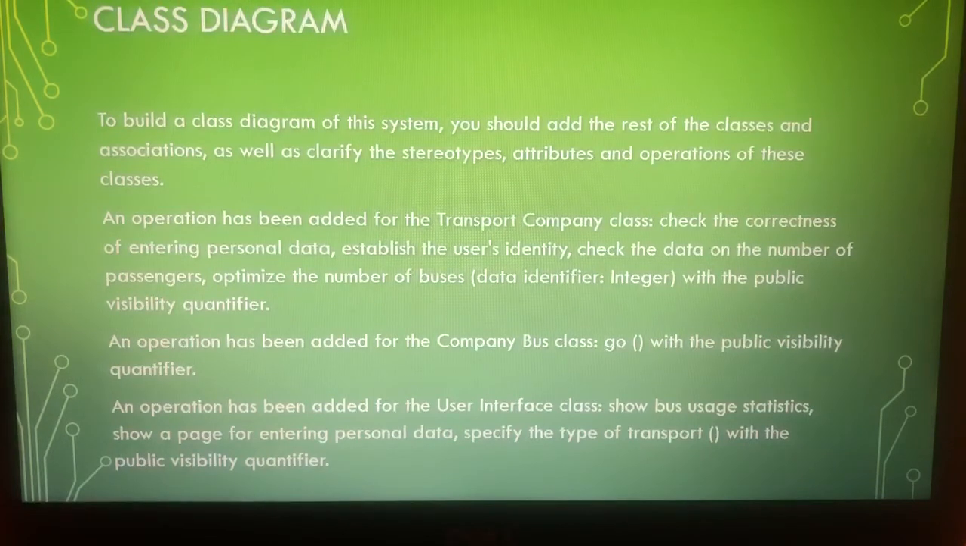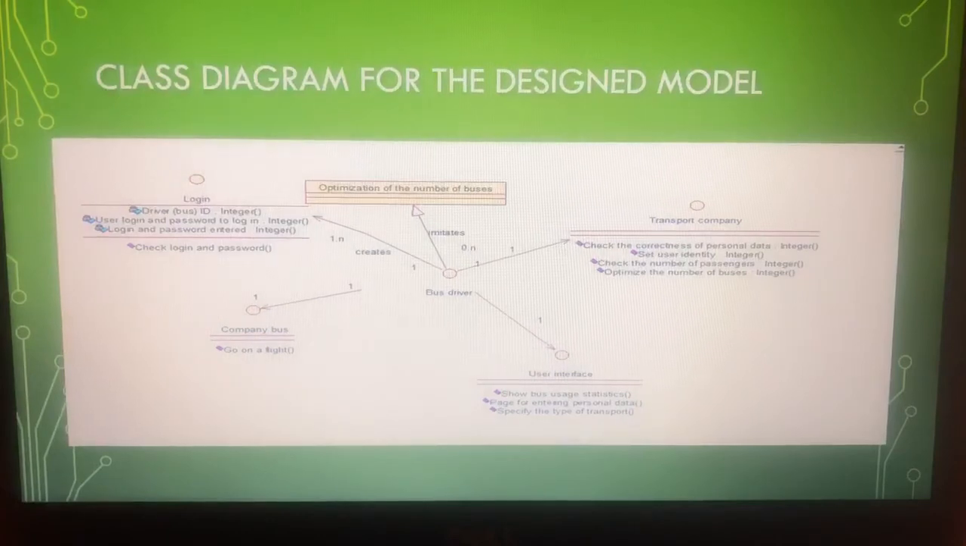And an operation has been added for the company bus class, with the public visible quantifier. And an operation has been added for the user interface class: show bus usage statistics, show the page for entering personal data, specifically of the type of transport with the public visible quantifier. On the next slide, you can see how a class diagram for the design system model can look.